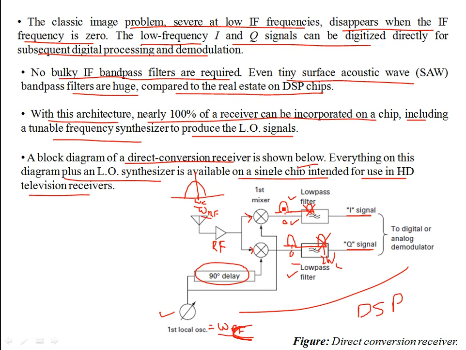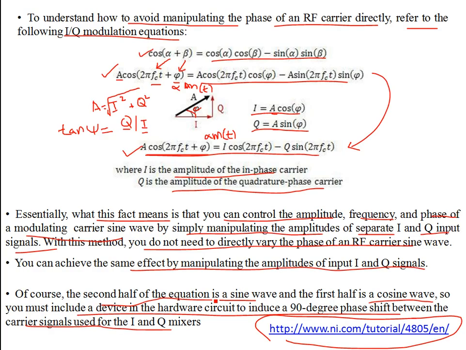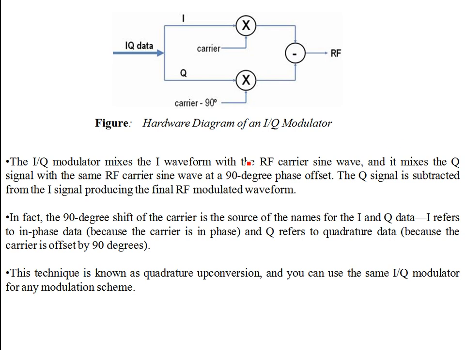So in the frequency domain, that's how it is. You're going to translate it down to DC, and then you are going to low pass filter it. So in order to produce in-phase and quadrature, you need to have a 90-degree phase shifter in your hardware. That's what it says. So this is a hardware diagram of an IQ modulator. The IQ modulator mixes the I waveform with the RF carrier sine wave, and it mixes the Q signal, the quadrature component, with the same RF carrier sine wave at 90-degree phase offset. So this is the 90-degree phase offset that mixes with the Q signal.